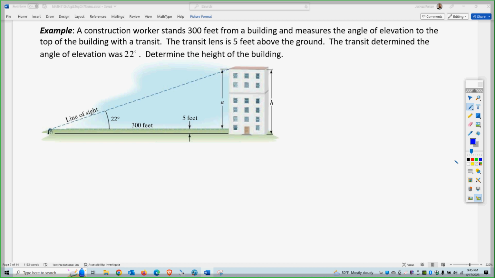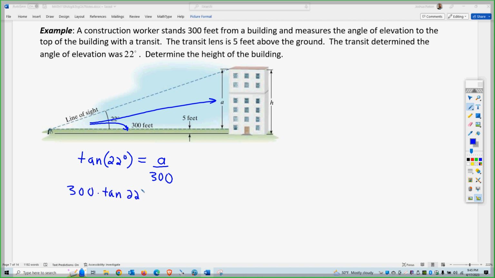What did I use in this case? A transit to measure the building, and I got the measure of A, and I started 300 feet back, and it was 22 degrees when I measured it. Okay, well, that's tangent of 22 degrees because the measures that are given are opposite over adjacent, right? So this is opposite, and this is adjacent. So basically, if I multiply by 300 on both sides, 300 times the tangent of 22 degrees is equal to A.